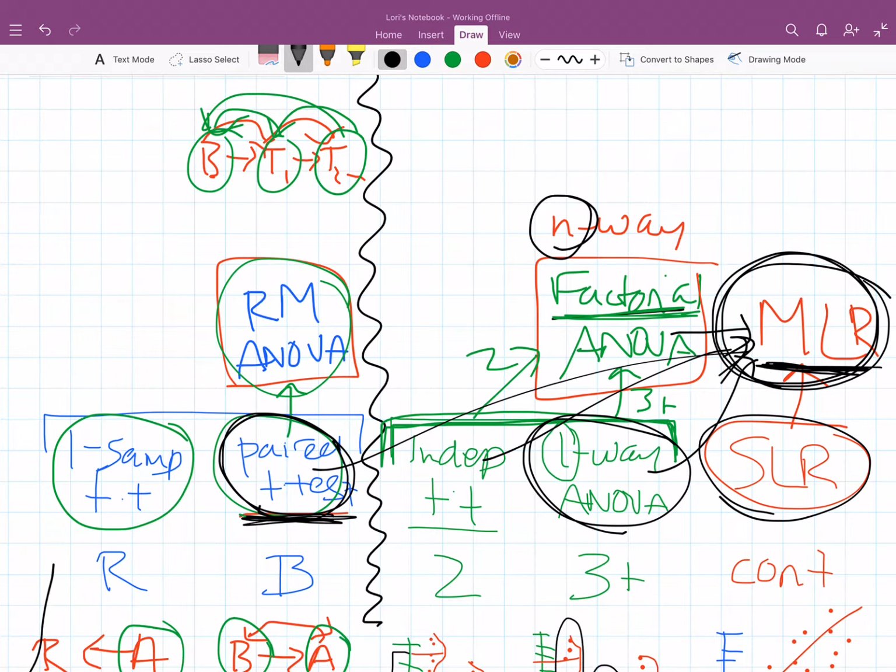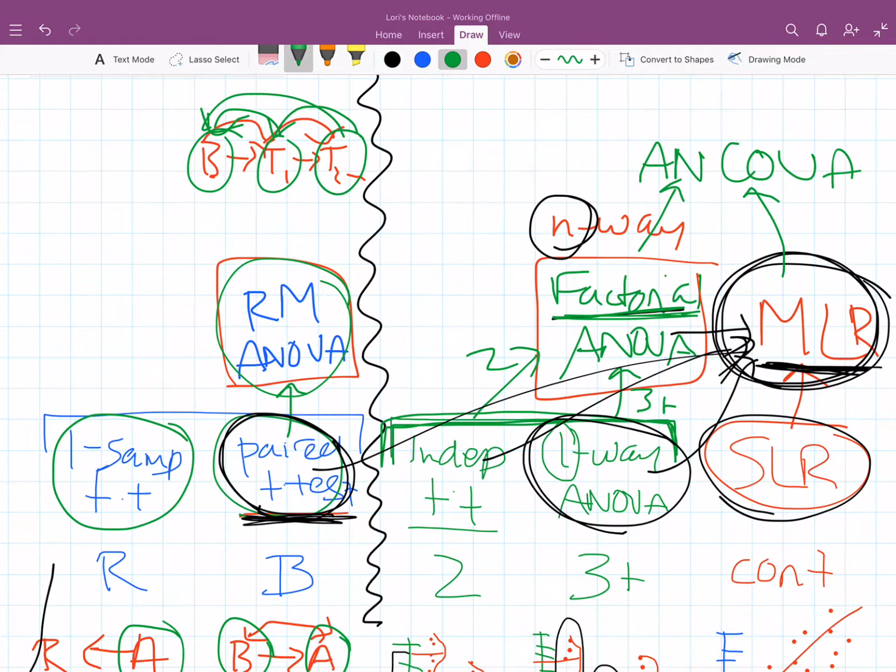So, with all else failing, multiple linear regression will really do an awful lot of things, but it's only really the right way to analyze it if those other ones aren't available. Now there's one more test that ends up being somewhat of a combination, and that is called the ANCOVA. And this ends up being a combination of factorial ANOVA and multiple linear regression.